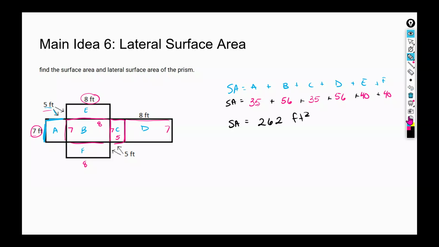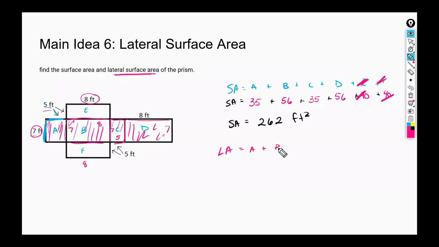Now let's talk about the lateral area. The lateral surface area is just the sides. So the sides of this thing are right here. Everything except the bases. So I'm doing everything except E and F. So I don't want E and F. I don't want these ones. So the lateral surface area is just going to be A, B, C, and D.